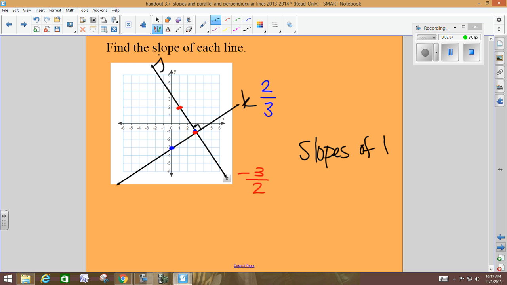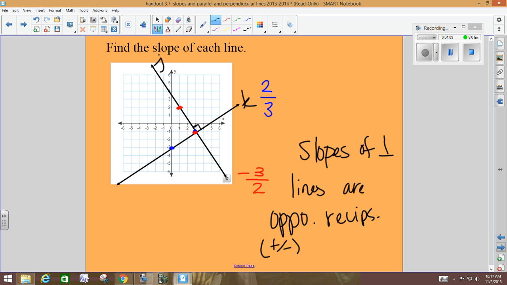Slopes of perpendicular lines are opposite reciprocals. Opposite, one's positive, one's negative. Reciprocal, that's when you flip the fraction. You have to have both. You can't just be opposites, and you can't just be reciprocals. So you have to be both. All right, practicing this then.